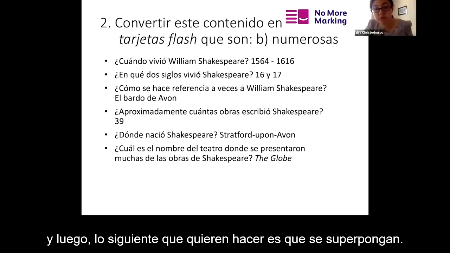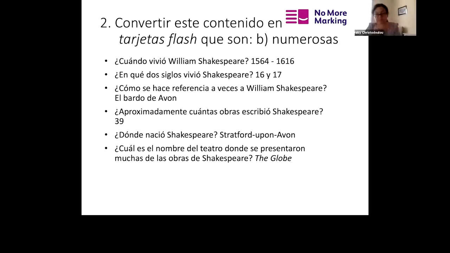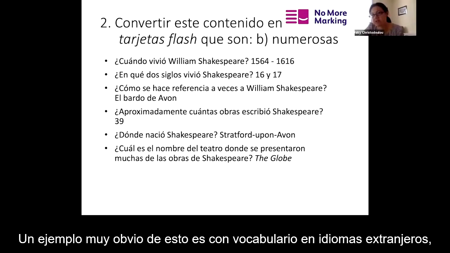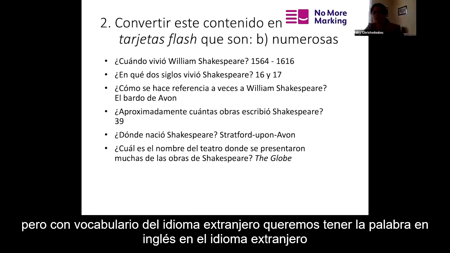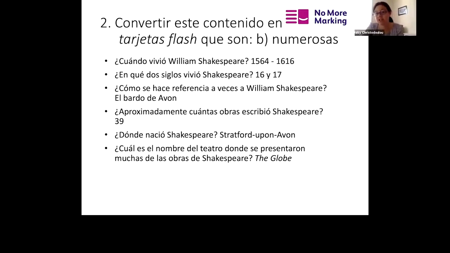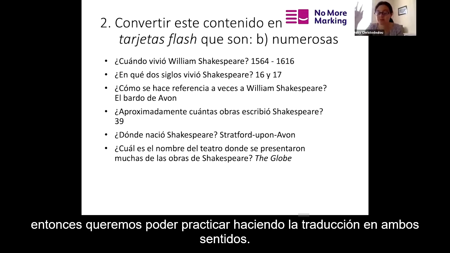And then the next thing you want to do is make them overlapping. And what do I mean by overlapping? A really obvious example of this is with foreign language vocabulary. With foreign language vocabulary, you want to have the English word into the foreign language, and then you want to have the foreign language word also into English. You want to be able to practice making the translation both ways.